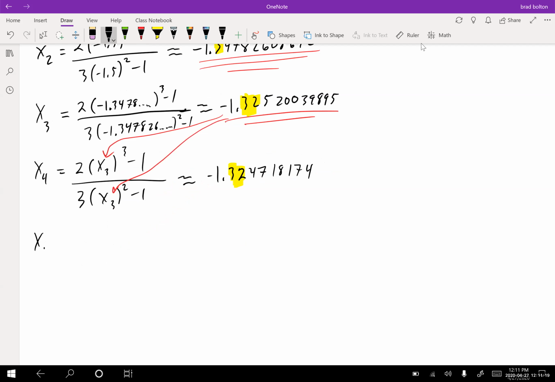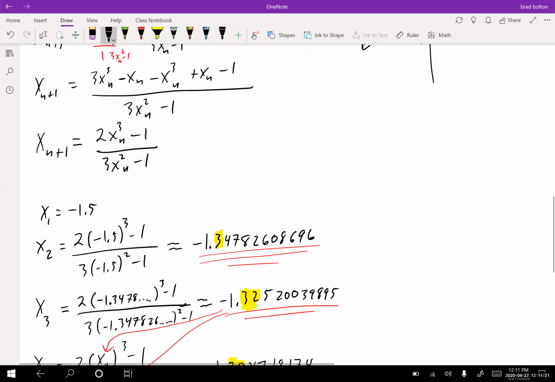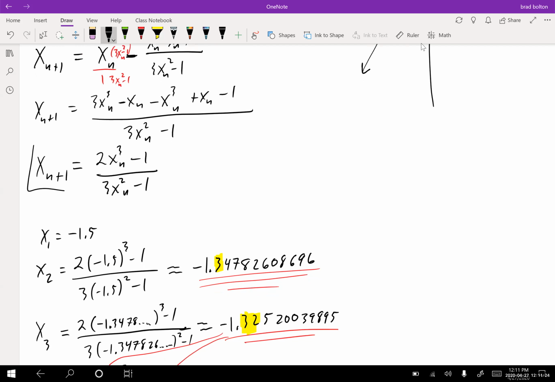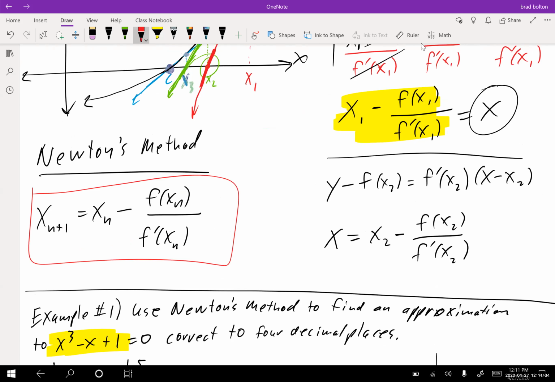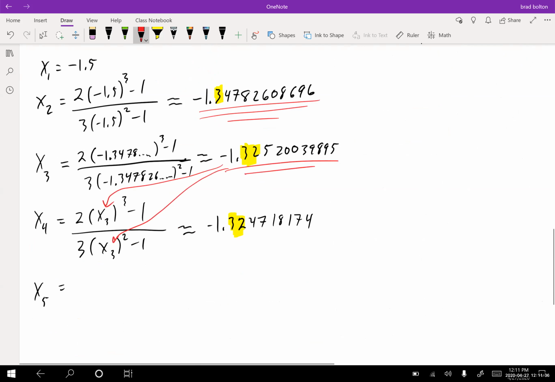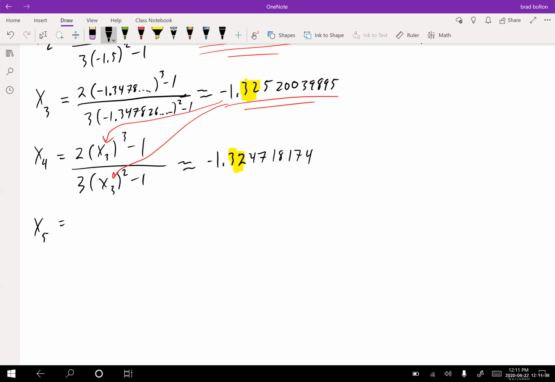So now we're going to go x sub 5. And remember, we can always find the next x by using the previous x. That's what Newton's method has promised us. That's what we're using right here. We're using this formula right here to find the next x each time. So you're just redoing this. I hope you can see how in computer programming this could be nice. So we're going to do 2 times x sub 4, whatever we got, cubed minus 1, divided by 3 times x sub 4 squared minus 1.